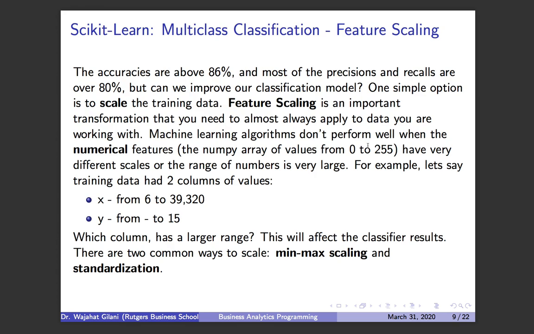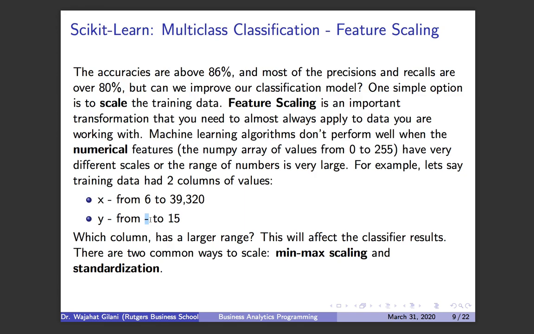So for example, let's say we have a table with 2 columns, X and Y. X goes from 6 to 39,320, and Y goes from, okay, I have a typo here. That shouldn't be a dash, that should be a 0 or a 1. I don't know what this is. This should be from like 1 to 215 or 0 to 15, right?